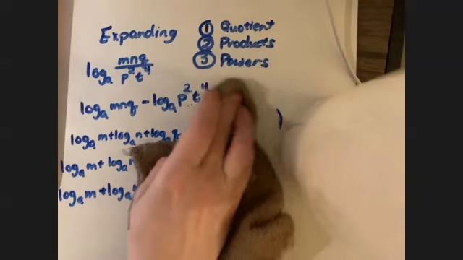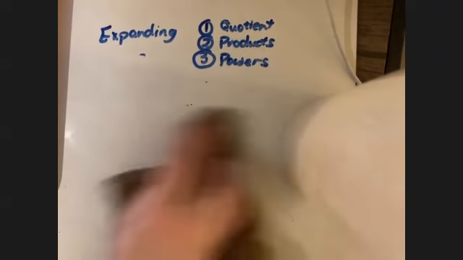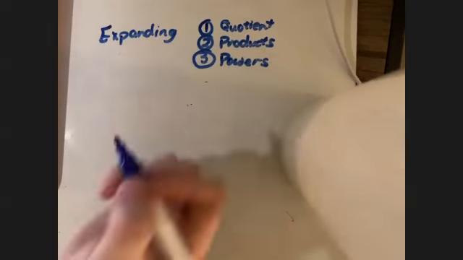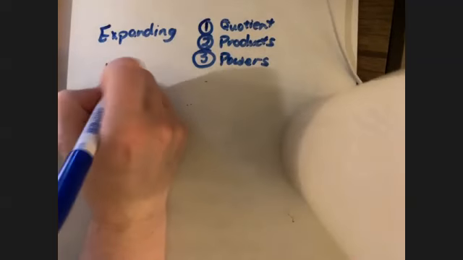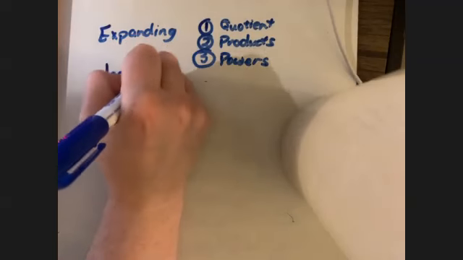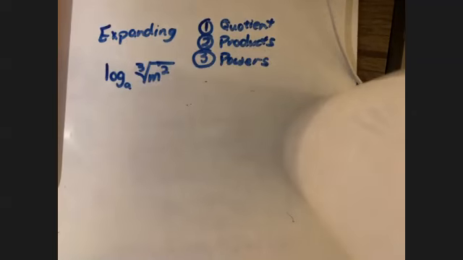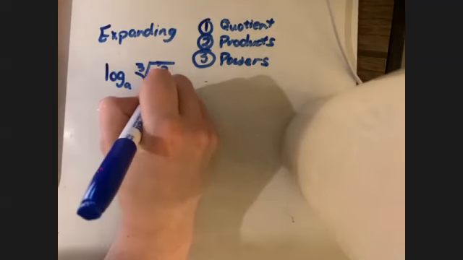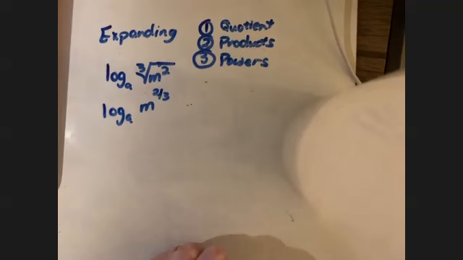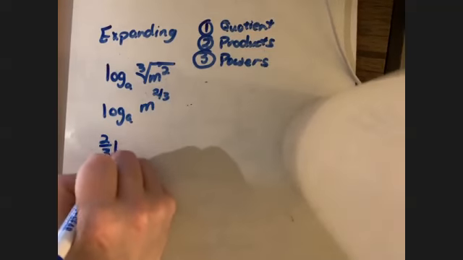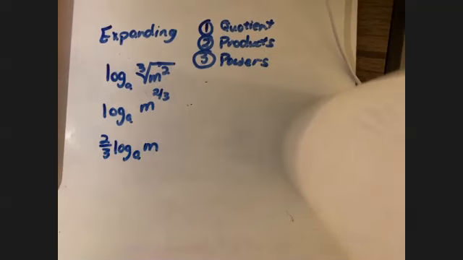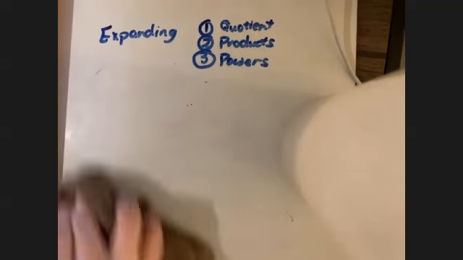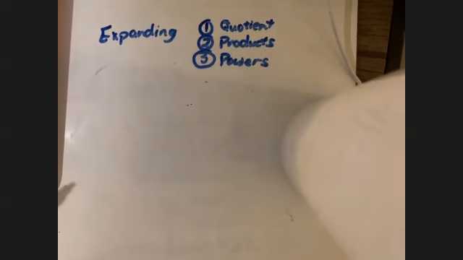So now, let's take a look at another one. And after that one, this one's going to seem a whole lot simpler. With this one, again, the first thing that I'm going to want to do is rewrite that as a 2/3 power. And then this is just a power rule.